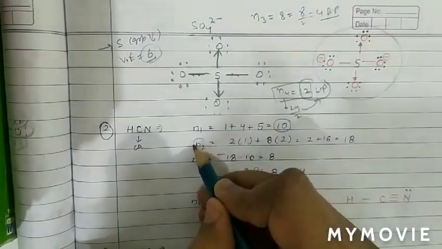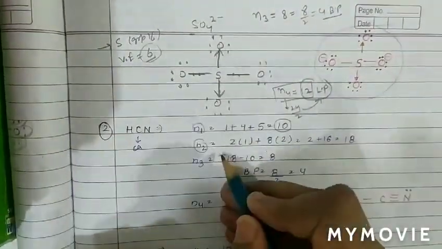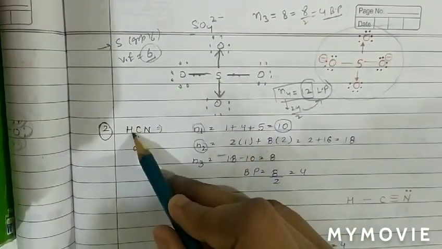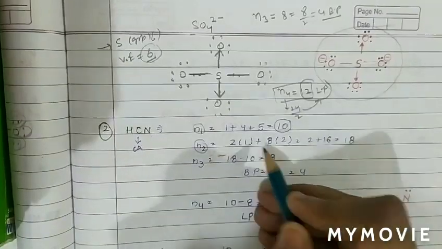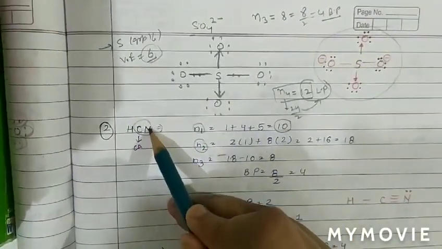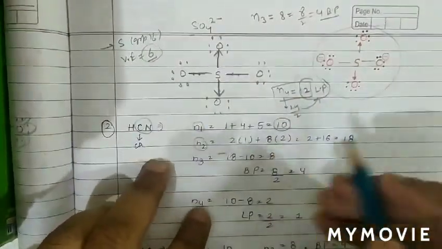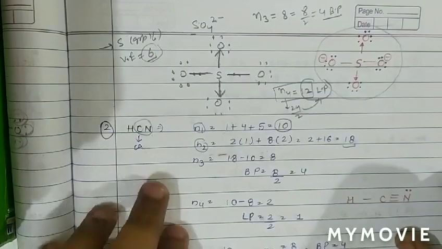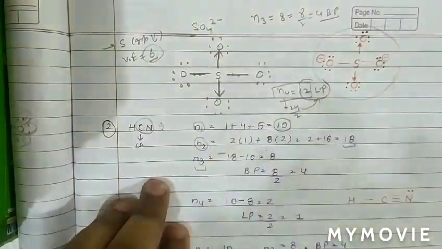Now we will calculate N2. N2 is 2 times the number of hydrogen atoms, so 2 into 1, plus 8 electrons for each of the other atoms. The other atoms are carbon and nitrogen, 2 atoms, so 8 into 2. So N2 will be 18.